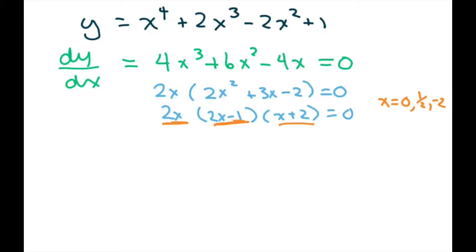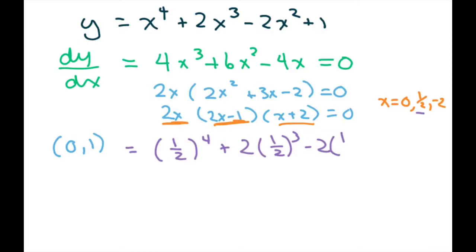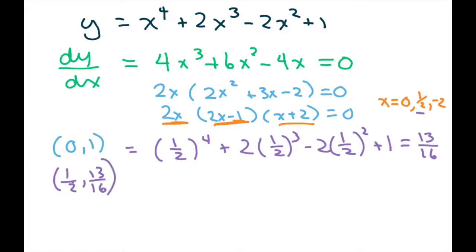And we have to plug these back into the original equation to find the coordinates, the y coordinates in particular. So we already know when x is 0, y is 1. So we already have a critical point at 0, 1. Now, the next ones we have to do are going to be 1/2, so plug that in. So you get 1/2 to the 4th plus 2 times 1/2 cubed minus 2 times 1/2 squared plus 1. And that's going to give you 13 over 16. So that's going to be at 1/2, 13 over 16. All right.